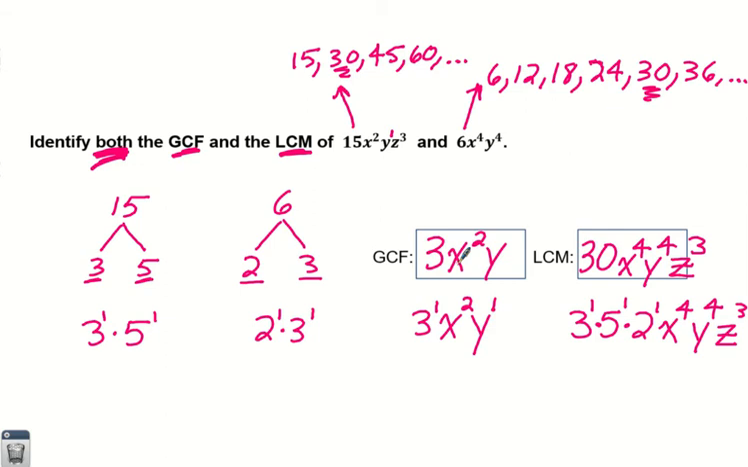And one more thing to summarize, because you have to remember this. For the GCF, when you're working with bases and powers, you go with the smallest power for that base, and for the LCM you go with the largest power for that base.